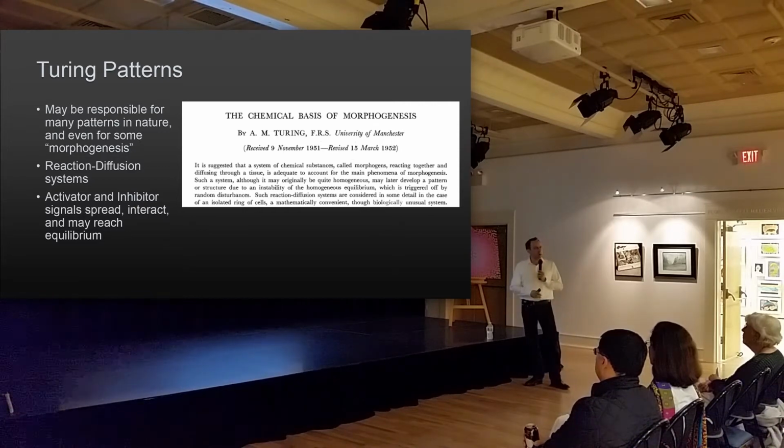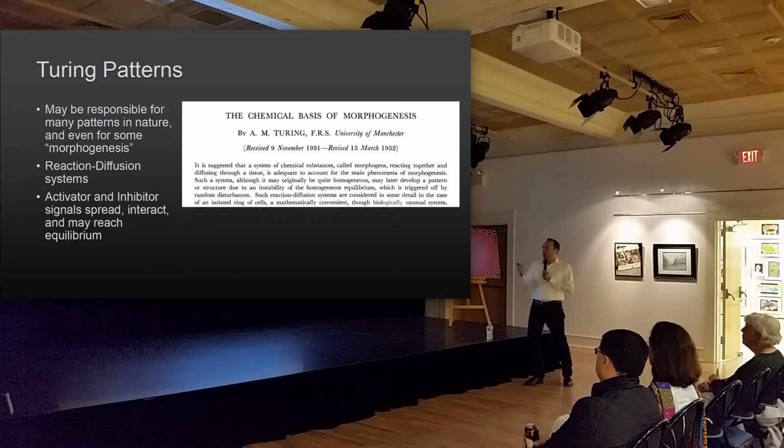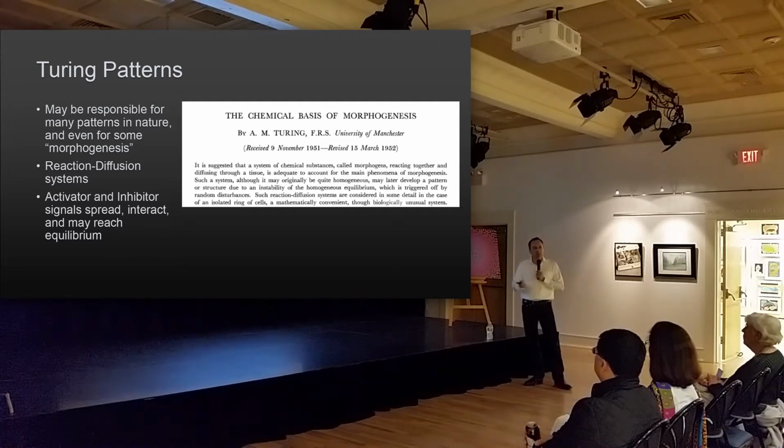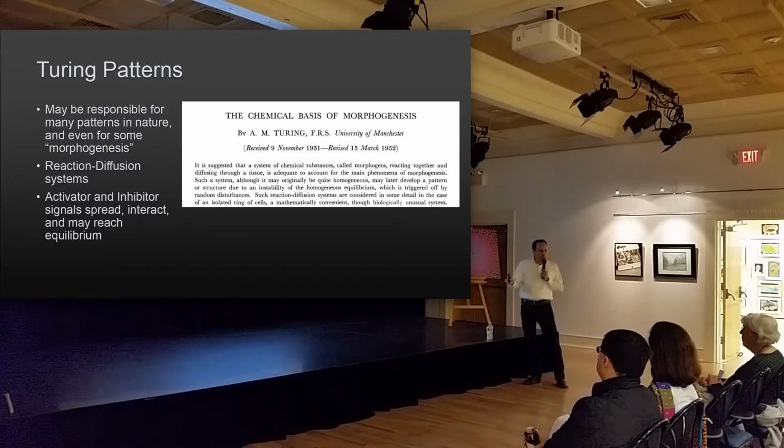It's called The Chemical Basis of Morphogenesis. And he proposed that there are reaction diffusion systems that would occur in nature, especially in, for instance, the cells of a forming embryo. And what that means is you have several different signals going on in the cells. They spread through diffusion, and one acts as an activator and the other an inhibitor. You don't really need to know the details of that. They basically interact and sort of balance each other out.